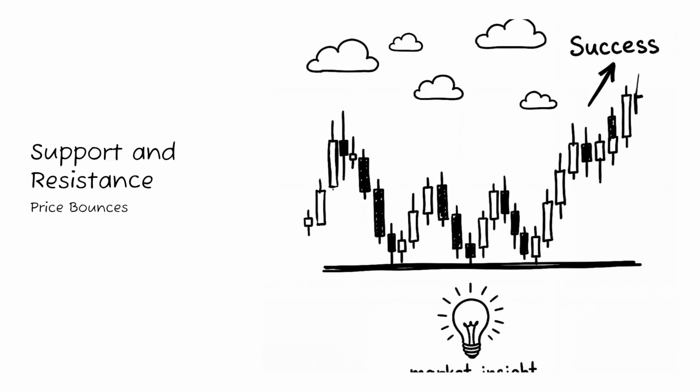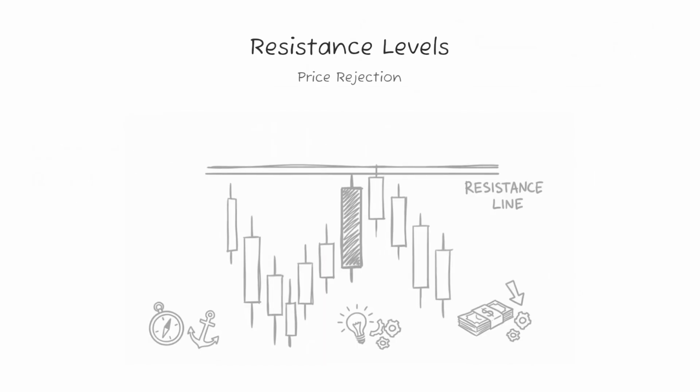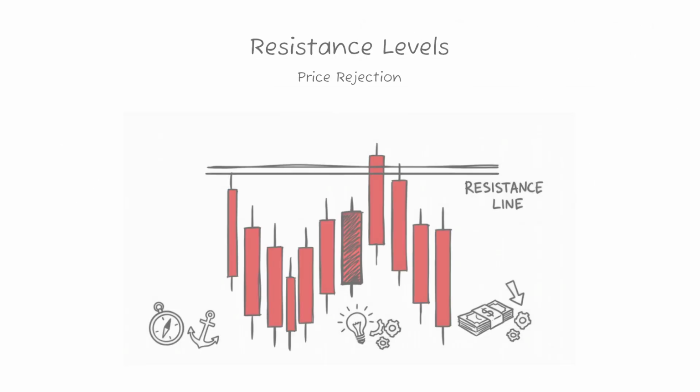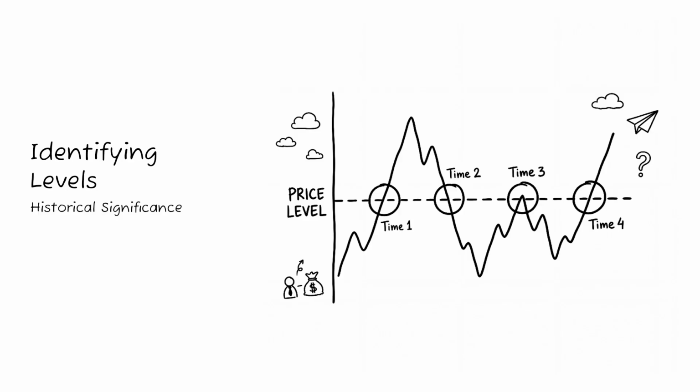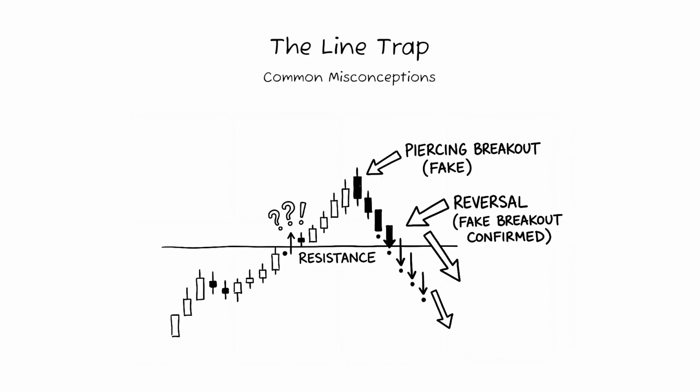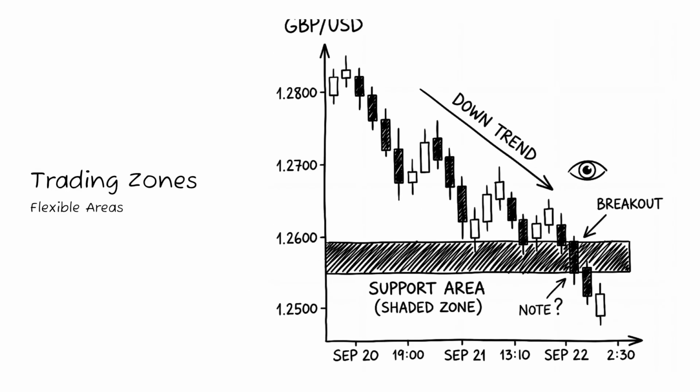Support is an area where price keeps bouncing up. Resistance is an area where price keeps getting rejected. If you look at a chart and see price hitting the same area multiple times and reacting, that area matters. The mistake traders make is drawing support and resistance as one exact line. In reality, support and resistance are zones. Price can move slightly above or below before reacting.